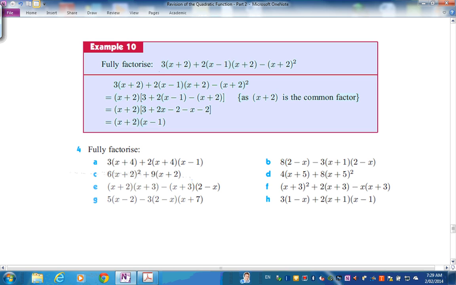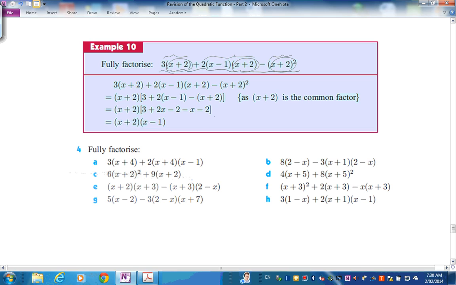Okay, fully factorize all of that. Gee, that's big. And it looks like various parts of it have been factorized. There are 2 factors for the first term and the second term. Okay, so is there a common factor? Can you spot it? Yeah, they've all got an x plus 2 in them.